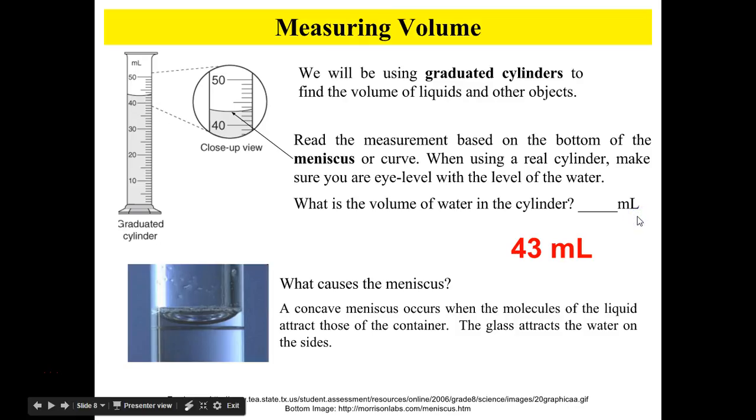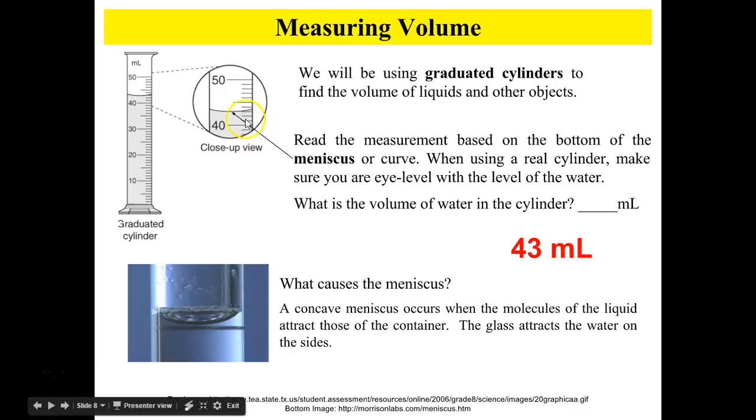So we'll be using graduated cylinders to find the volume of liquids and other objects. Read the measurement based on the bottom of the meniscus or the curve. This is what the individual was talking about in the video. So here is a good picture of a meniscus. You can see that the curve of the liquid, because of its cohesion and adhesion properties, makes the liquid stick to the sides of the glass graduated cylinder, and you end up with this dip or this curve.